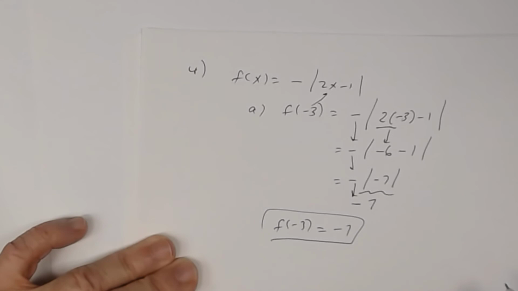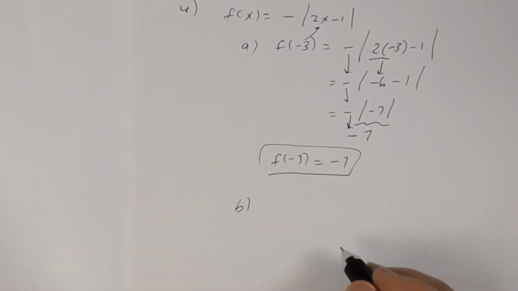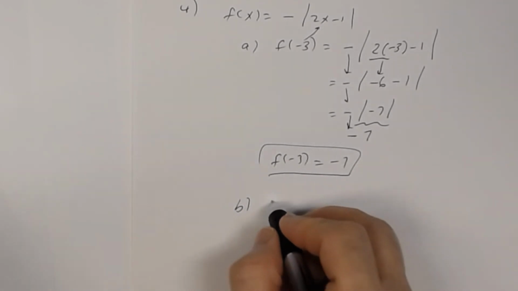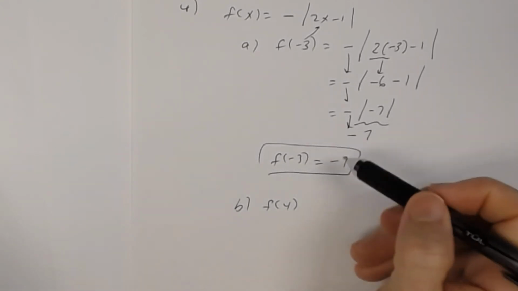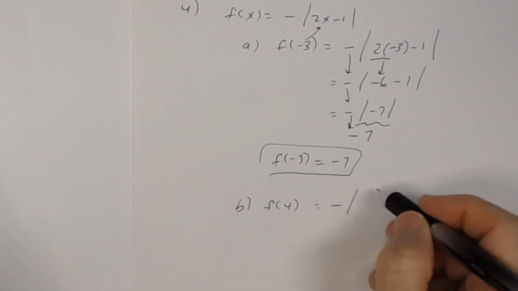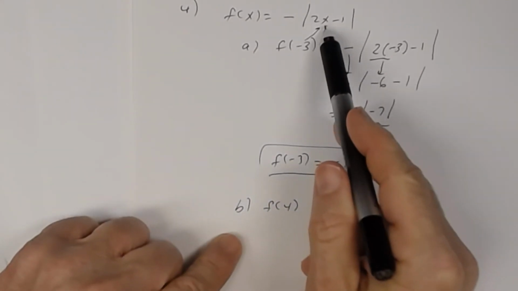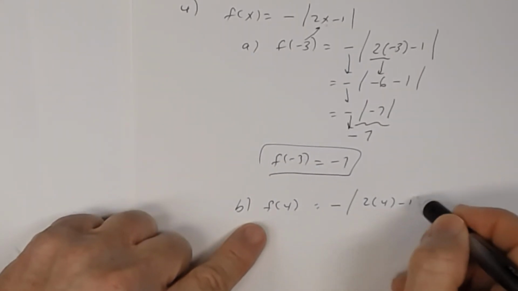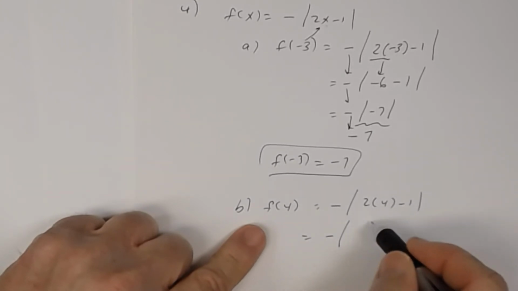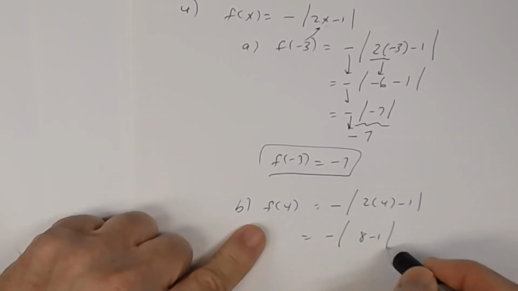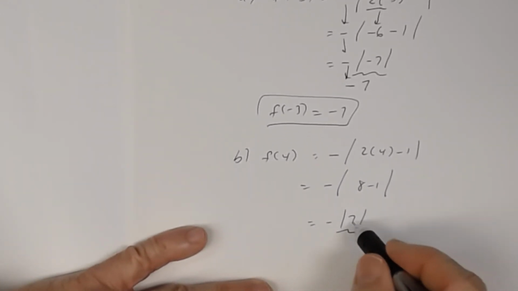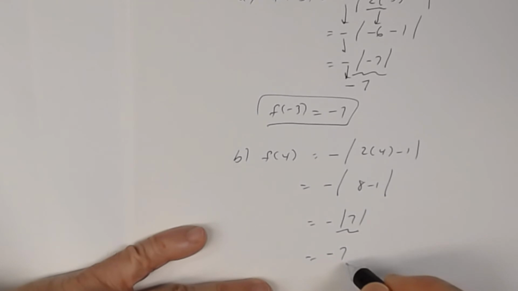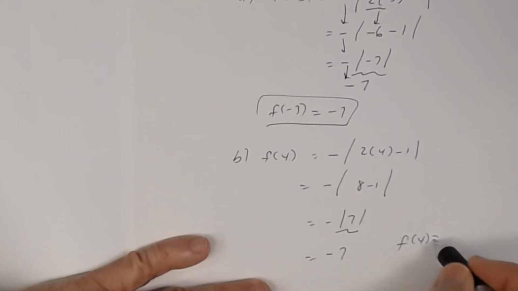There's your answer. All right, part B. Part B, we have f of 4. Again, where we see the variable x, you're going to substitute 4. So this becomes negative, out in front of the absolute value bars, 2 times 4, minus 1. So that's negative absolute value of 2 times 4 is 8, 8 minus 1 is 7. But then you've got to recognize that the absolute value of 7 is 7, so to get rid of the absolute value bars, the answer is negative 7. So f of 4 equals negative 7.